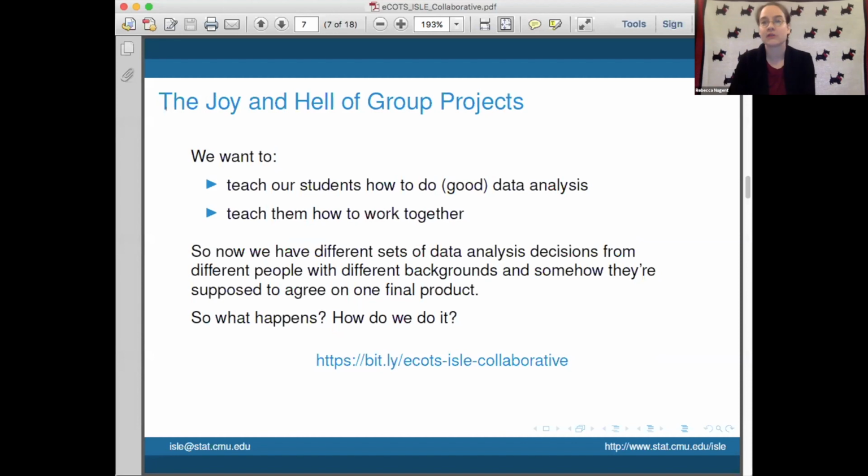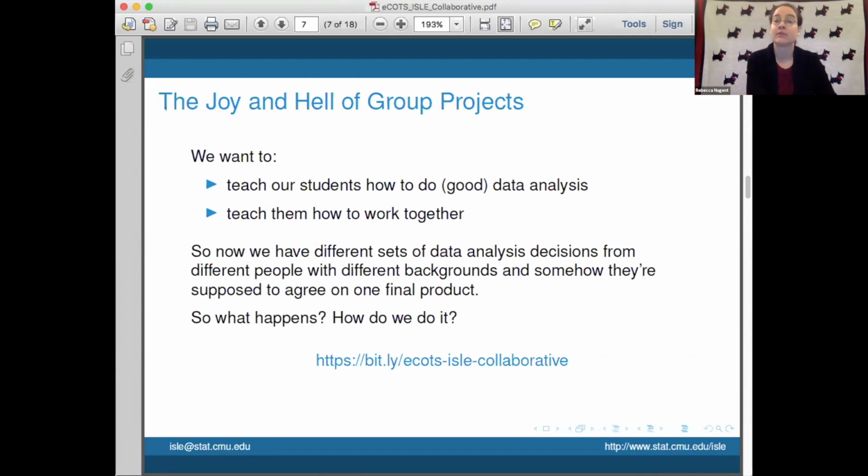Well, here's the other thing that we've been trying to think about, the joy and hell of group projects. So we want to teach our students how to do good data analysis, right? That's a very reasonable goal. But we also want to teach them how to work together. I mean, engaging everyone, this is crucial.